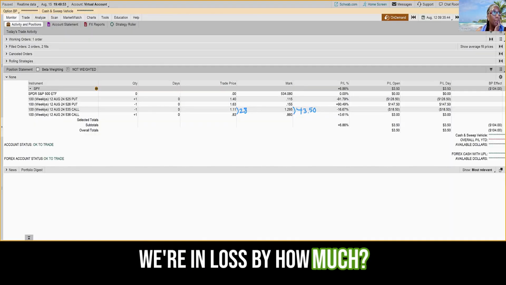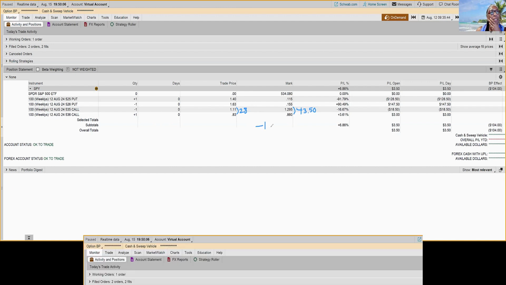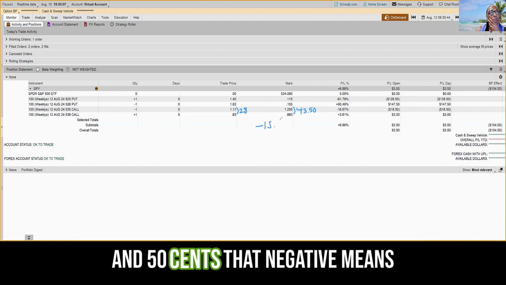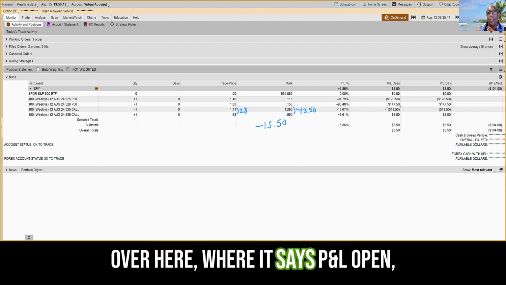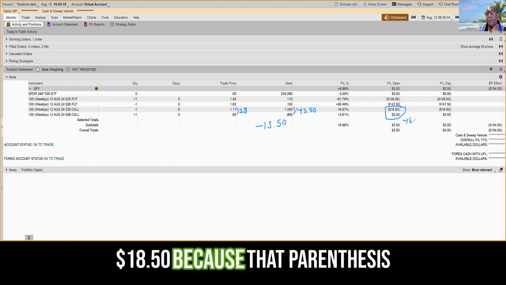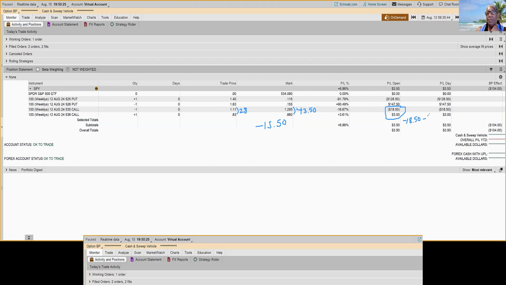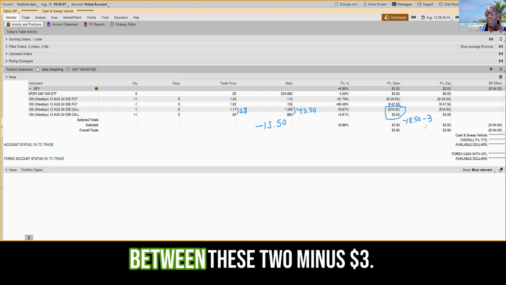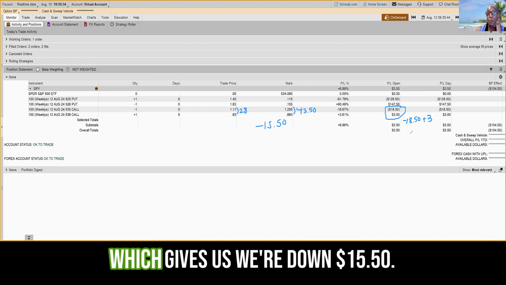We're in loss. By how much? Yep, we're down about $15.50. That negative means we're down. We can also see that over here where it says P&L open. Negative $18.50 plus $3. Negative $18.50 because that parentheses means negative. Now we're using the difference between these two, minus $3. Actually, we're going to say plus because minus a negative $3 gives us, we're down $15.50.